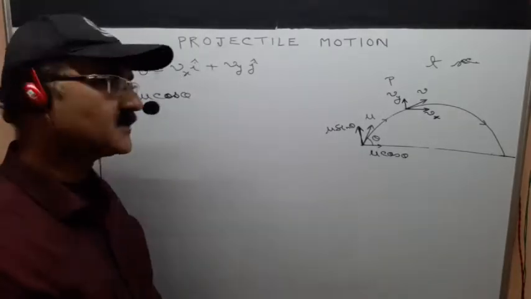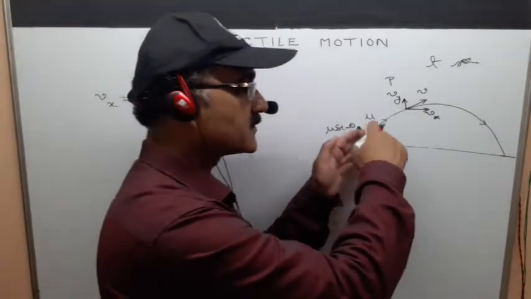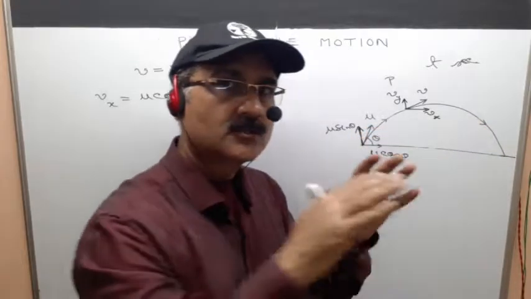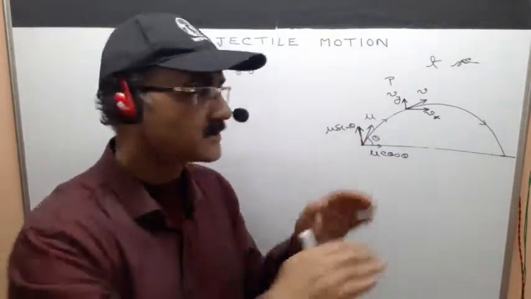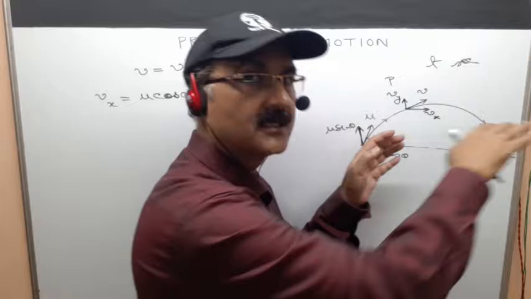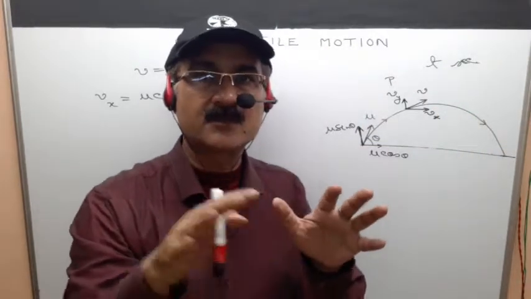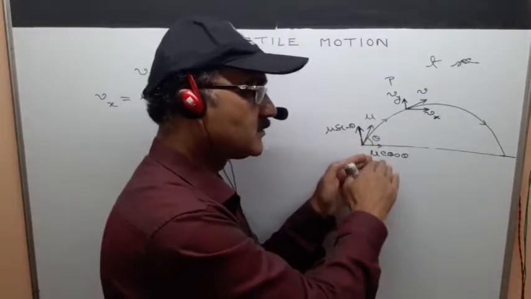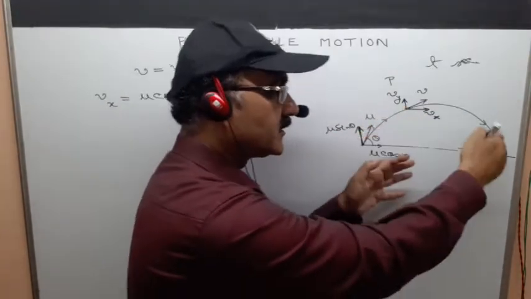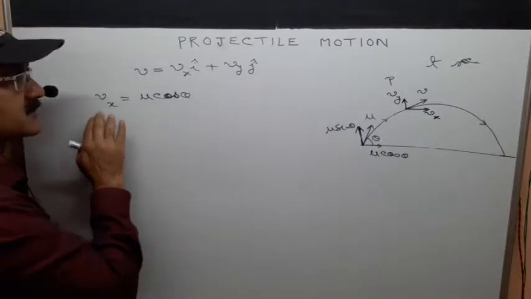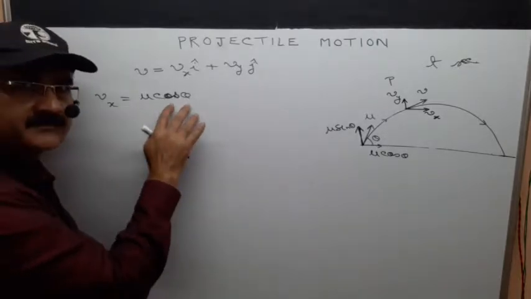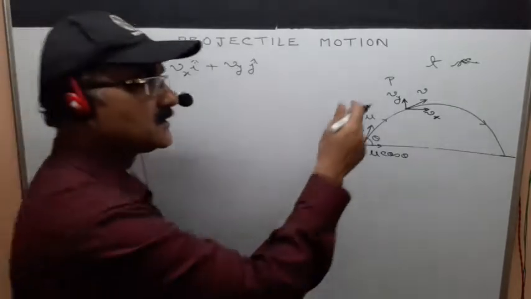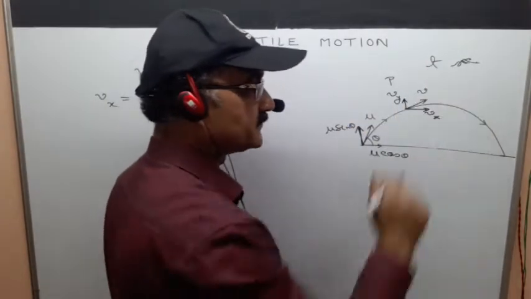Simple, right? Since there is no force on the projectile in the horizontal direction, it doesn't have any acceleration in the horizontal direction, that means its velocity will remain constant. Initially its horizontal velocity was u cos theta, so at any point its horizontal velocity will be u cos theta. Clear? What about the vertical velocity?